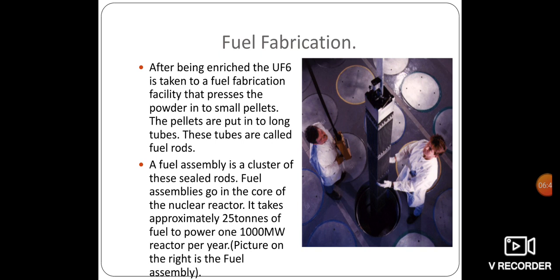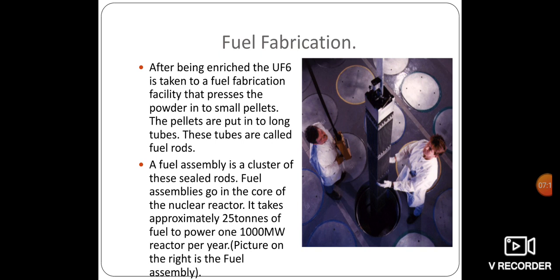Next, we will understand about fuel fabrication. After being enriched, the UF6 is taken to a fuel fabrication facility that presses the powder into small pellets. The pellets are put into long tubes. These tubes are called fuel rods. A fuel assembly is a cluster of these sealed rods. Fuel assemblies go in the core of the nuclear reactor.